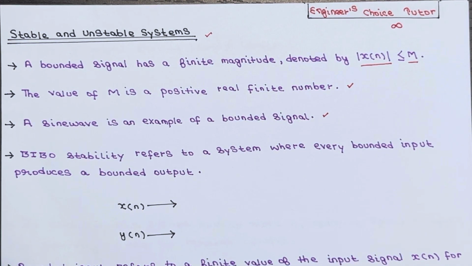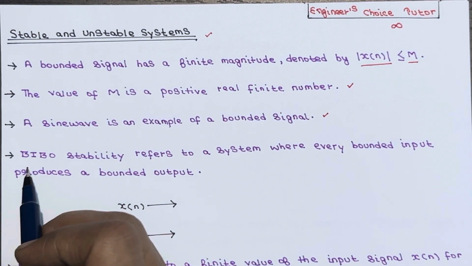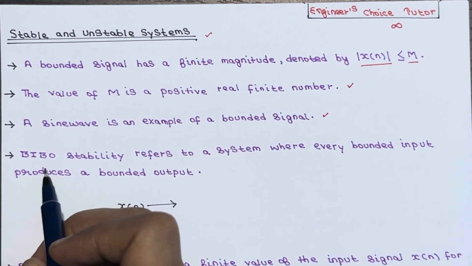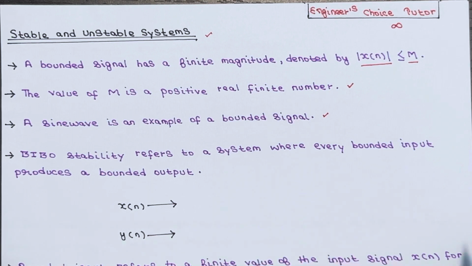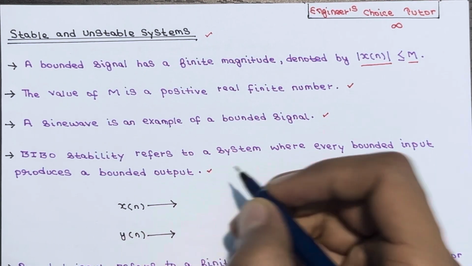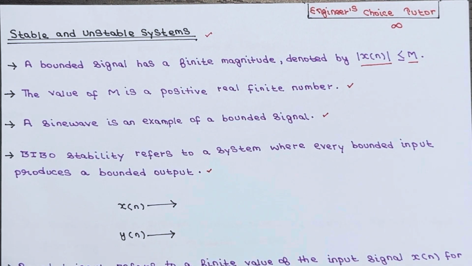So what is BIBO? BIBO means bounded input, bounded output stability. This refers to a system where every bounded input produces a bounded output. Clear? So a system is said to be BIBO stable if and only if every bounded input produces a bounded output. Then we can say that the system is a stable system. Is it clear?